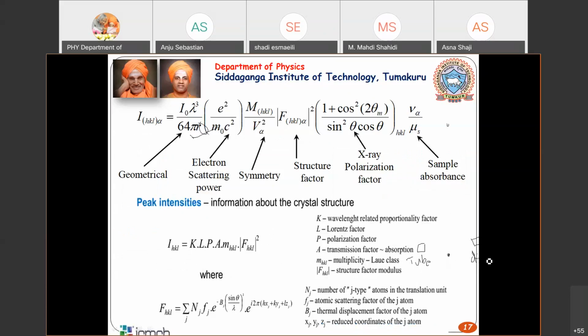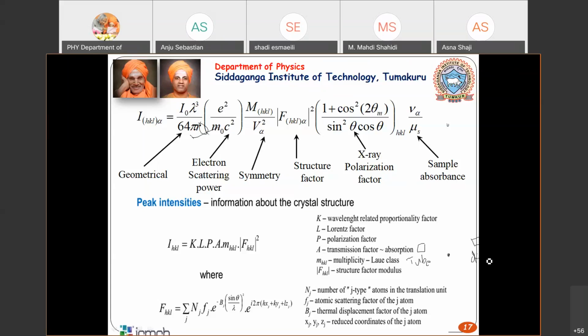The next one is electron scattering. As we know, X-ray diffraction is mostly like an electromagnetic diffraction, so it depends on the scattering also. There is a contribution from electron scattering. If you have more electrons, you have better scattering, and if you have fewer electrons, there is less scattering. So the second factor is your electron scattering, and I will come to these two in detail.